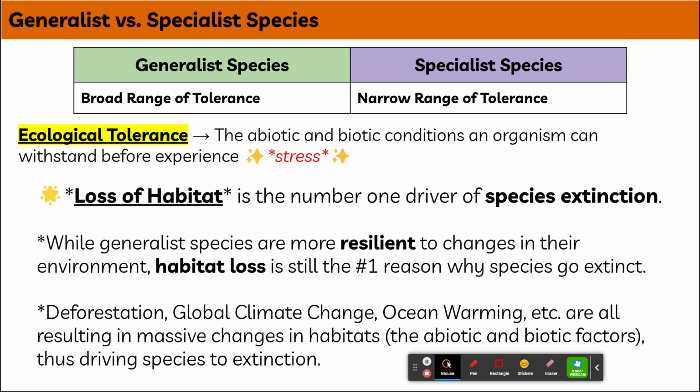So while generalist species are more resilient to changes in their environment and in their ecosystem, habitat loss is still the number one reason why species go extinct. Deforestation, global climate change, ocean warming, etc., they're all resulting in massive changes in habitats, the abiotic and biotic factors, thus driving species to extinction.